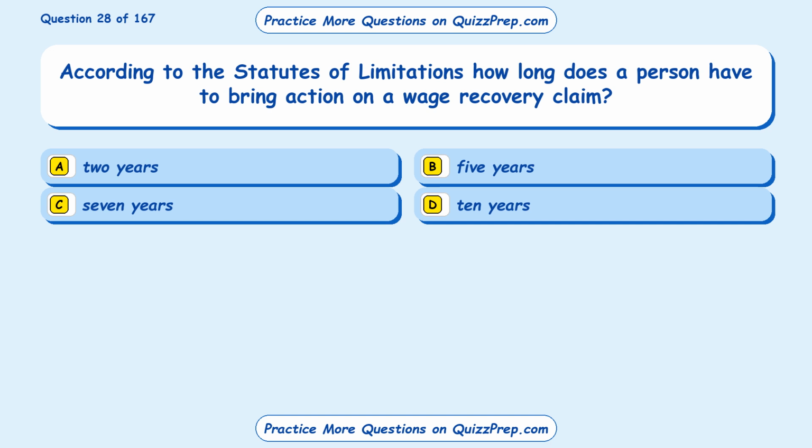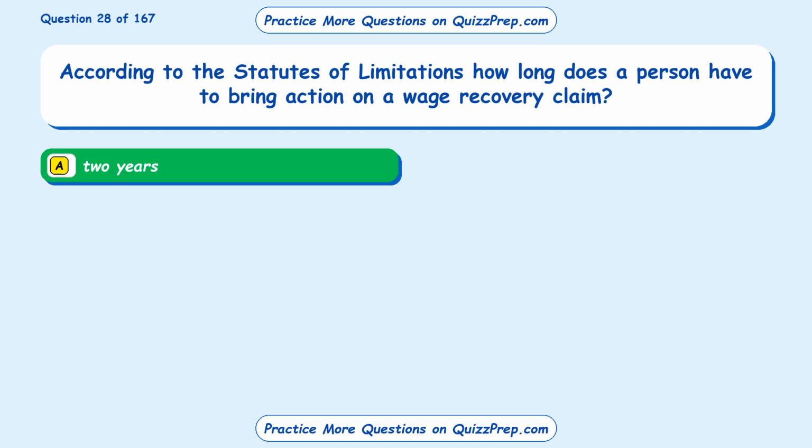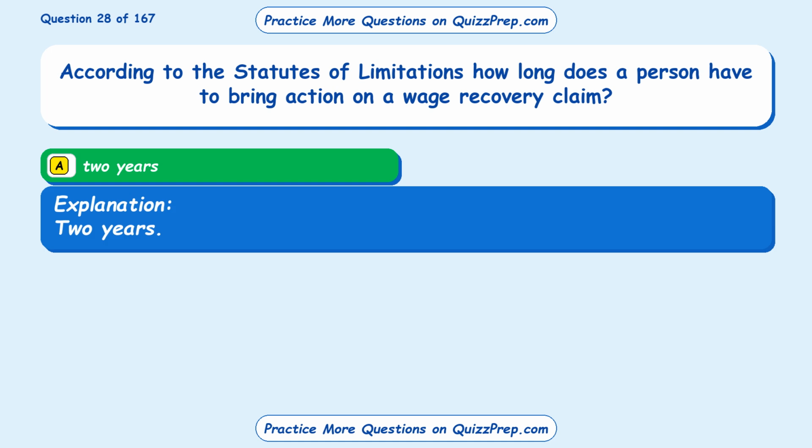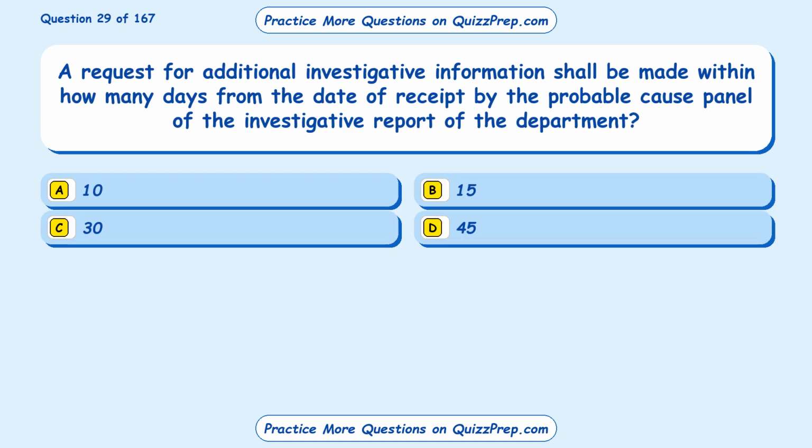Question 28. According to the statutes of limitations, how long does a person have to bring action on a wage recovery claim? Option A, 2 years. Option B, 5 years. Option C, 7 years. Option D, 10 years. The correct answer is option A, 2 years.